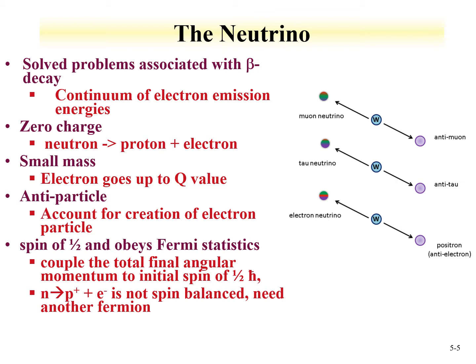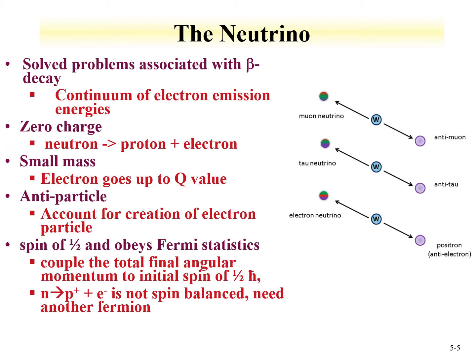Also, there's a zero charge problem. For instance, if I convert a neutron into a proton and an electron, I have charge balance. So whatever this particle is that is taking away some of the energy, so the electron that's emitted can have a range of energies, it can't have a charge. It also has a very small mass, because we see that the electron energy that's emitted from beta decay can actually go up to the Q value.